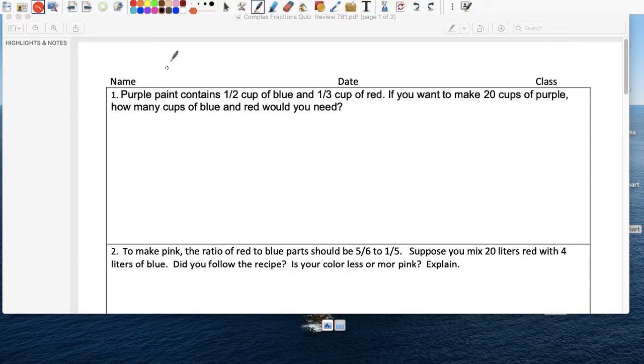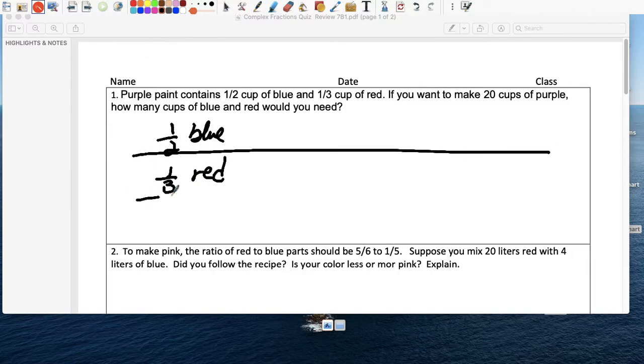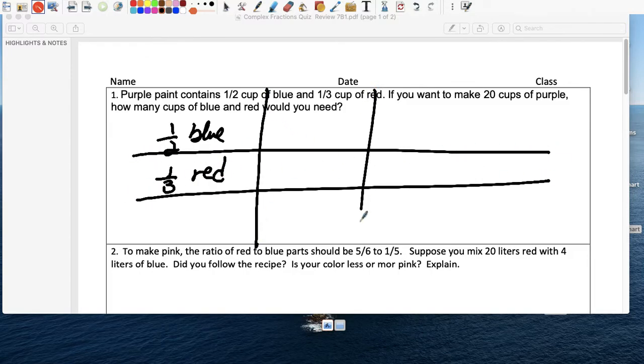First, I want to make purple, and in order to make purple, I'm going to use 1/2 cup of blue with 1/3 cup of red. If I make 20 cups of purple, how many blue and how many red did I use? So, 1/2 of blue, 1/3 of red. This one needs a table problem. So this one I'm given this. So what's 1/2 plus 1/3? 5/6 is my total.